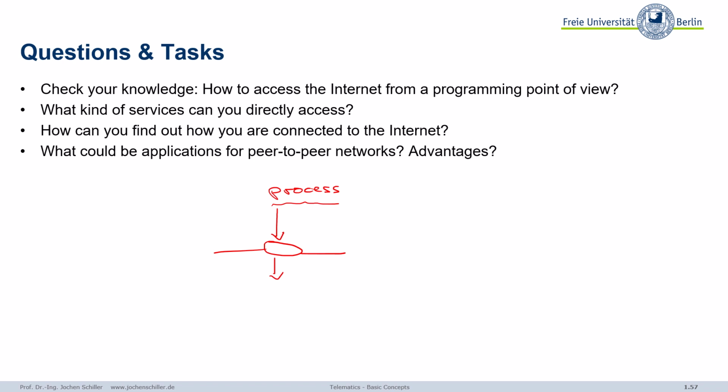And if you want to find out how your computer is connected to the internet, where data flows, how can you do this? How can you find out the way? And a bit more tricky, is this really the way data flows? We can discuss this. And then I showed the classical client-server architecture versus a peer-to-peer architecture. So why do we have peer-to-peer? What is the advantage there? What is the disadvantage? What could be applications, typical client-server and typical peer-to-peer applications?